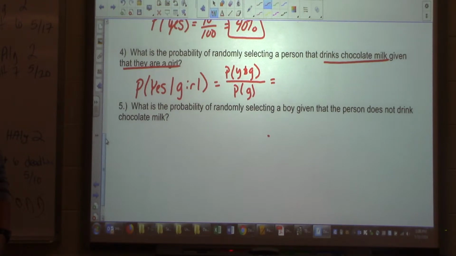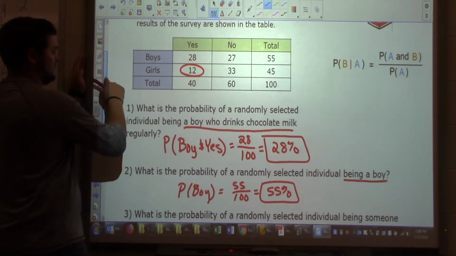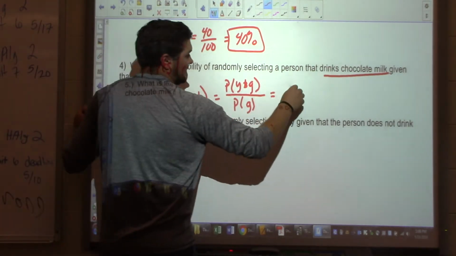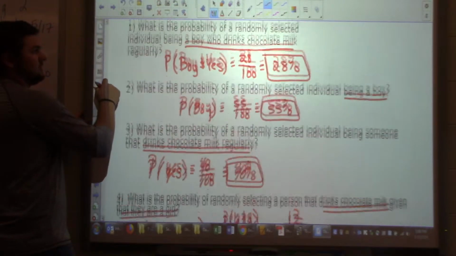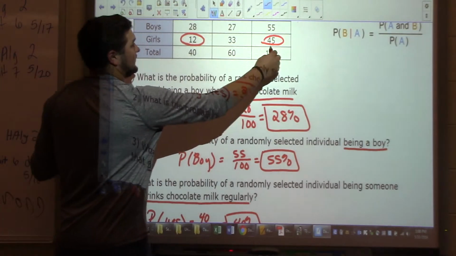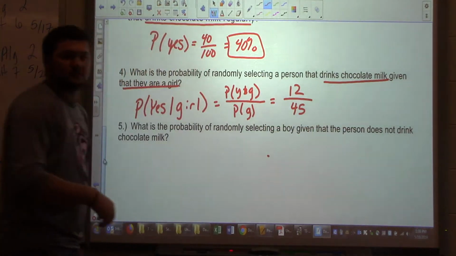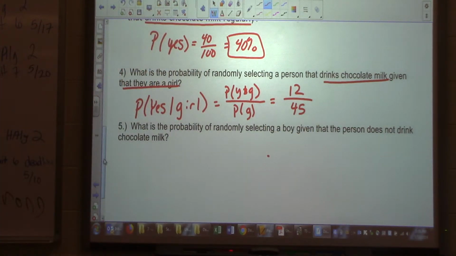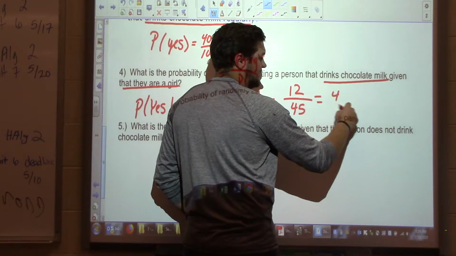So what's the probability that they said yes and are a girl? How many people said that? Yes total is 40. Yes and a girl, 12. Over, how many girls are there? 45. So 12 over 45. Well, what can we reduce that to? 4 over 15. Approximately what percentage?